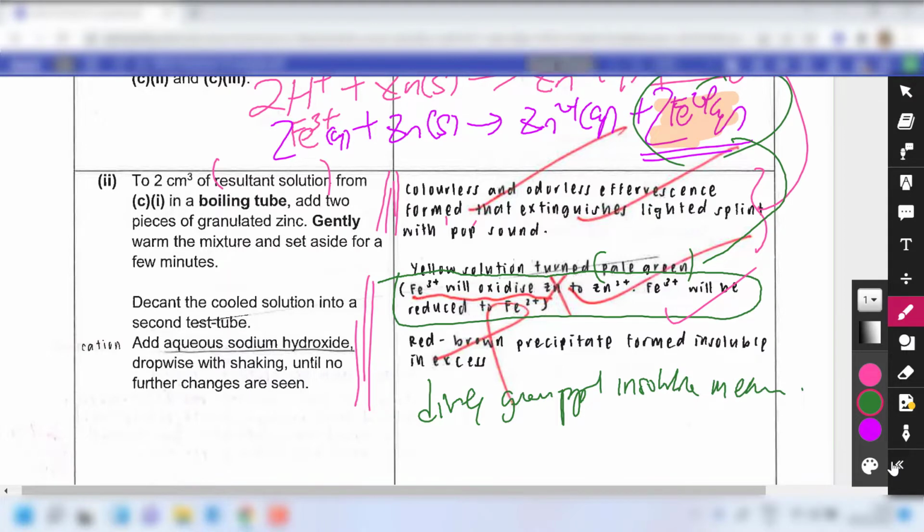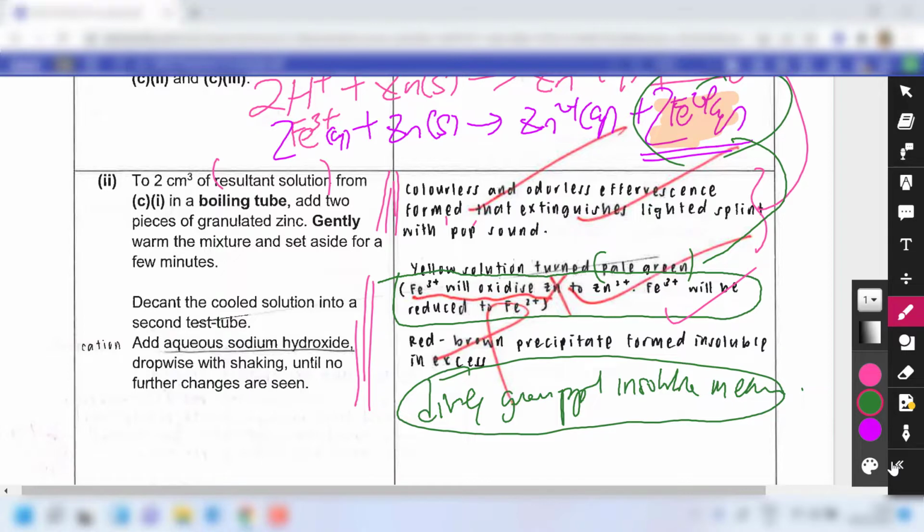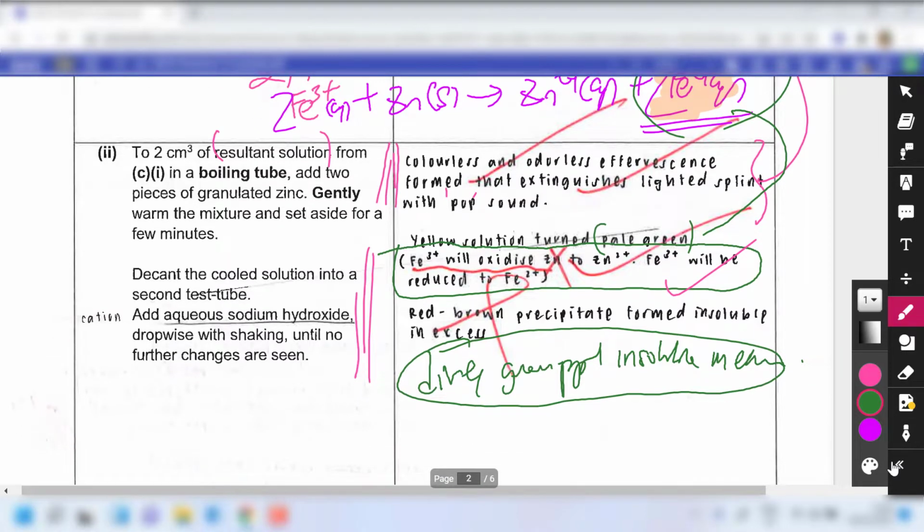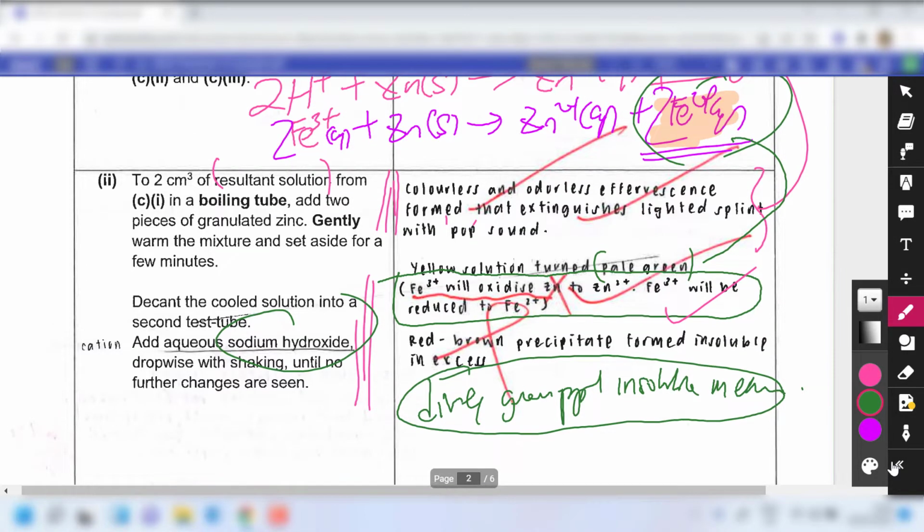But for the dirty green ppt, if you leave it long enough, in the absence of zinc of course, it will slowly be oxidized to iron 3 hydroxide. But it won't be oxidized in like 1 minute. It will be done maybe over a few hours. So most of the time, your exam will have been completed. And you also need to be a little bit careful because when you're adding sodium hydroxide, there is another cation which will be precipitated out. That is zinc 2 plus.